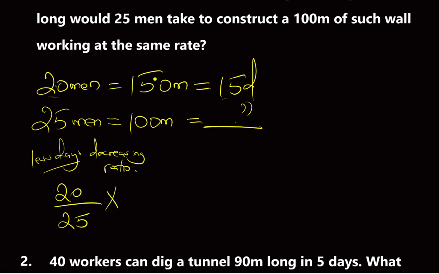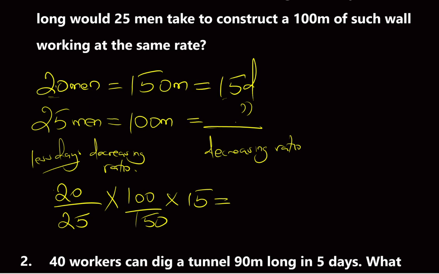Then times, we now compare the second part, the meters constructed and the days. If 150 meters is constructed in 15 days, what about 100 meters? The meters has been reduced, so probably less days to finish the 100 meters, less days, so still decreasing ratio. Decreasing ratio for the meters will be the smaller value at the top, 100 over 150. Then this we multiply by 15 days.